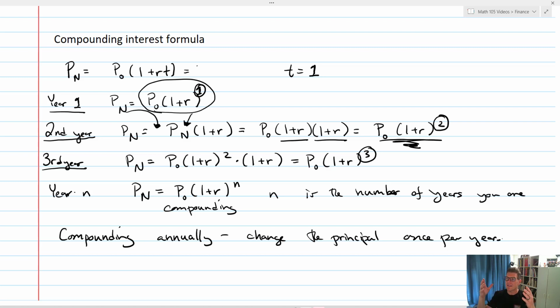So if I increase the number of times I compound, all right, then what I'm going to get is more and more money inside of the account. And so that's why we have different ways of compounding. So let's take a look at those.